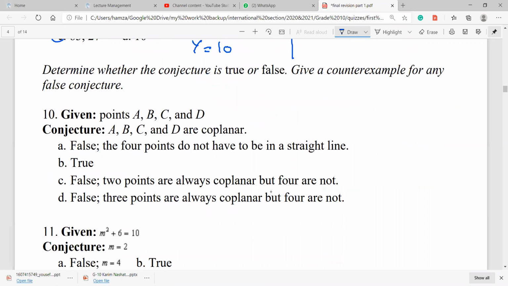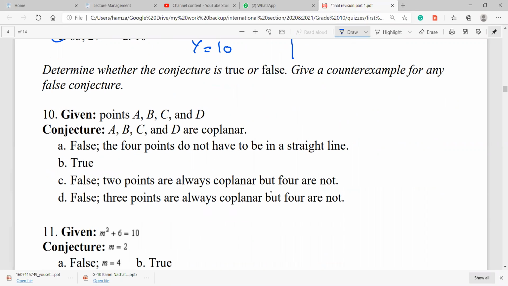So determine whether the conjecture is true or false. Give a counterexample for any false conjecture, guys. So the first one, points A, B, C, and D. So we have 4 points.